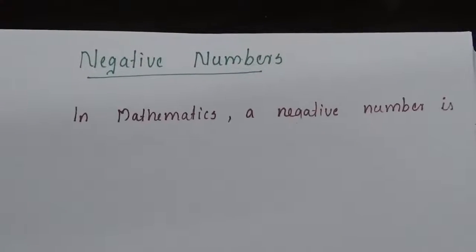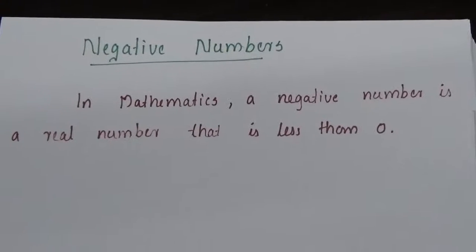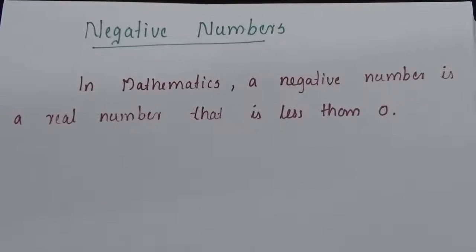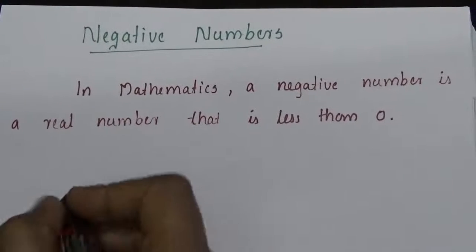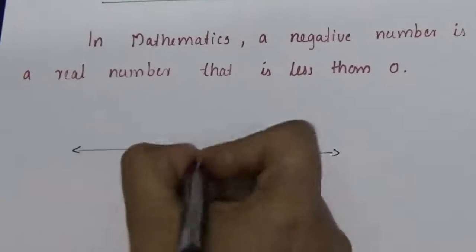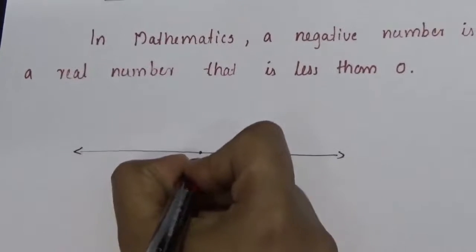Negative numbers. In mathematics, a negative number is a real number that is less than 0. So we usually represent real numbers on a real line, isn't it? So let's consider a real line, a horizontal line. So here we have 0 here.